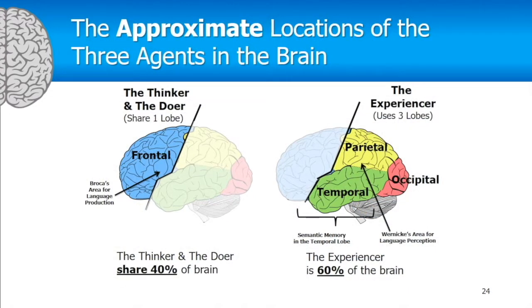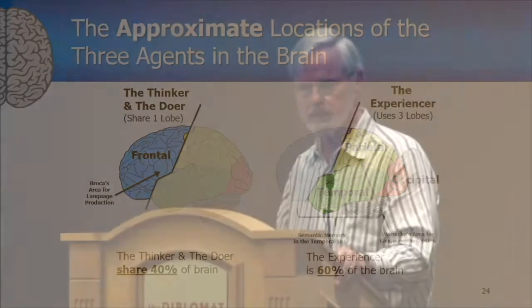So now in terms of the brain itself, the approximate locations of the agents are that the frontal lobes are shared by the thinker and doer, and the back three lobes of the brain are the experiencer. The back three lobes of the brain are the ones that have all the primary sensory input areas, and the frontal lobes have the motor area that controls the body. It also has emotions in the frontal area, and the executive function is largely in the frontal area.